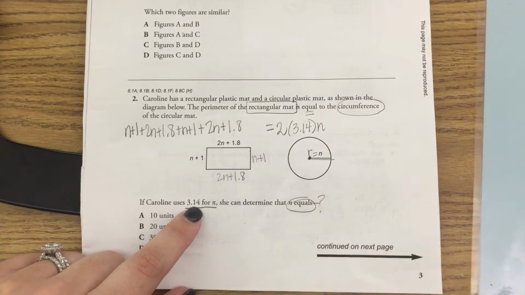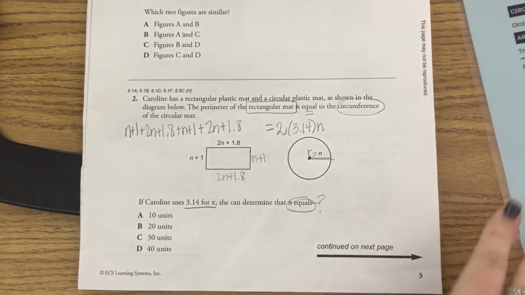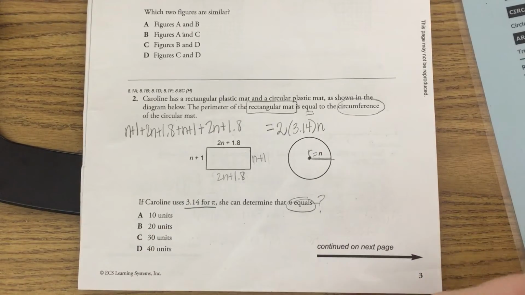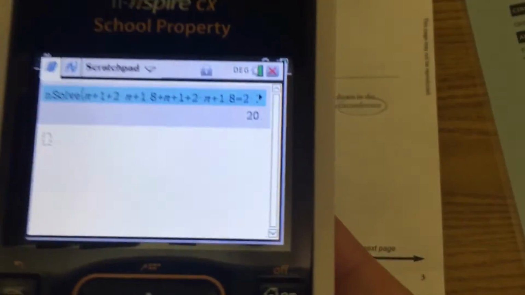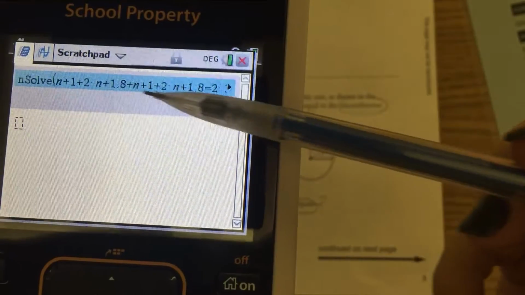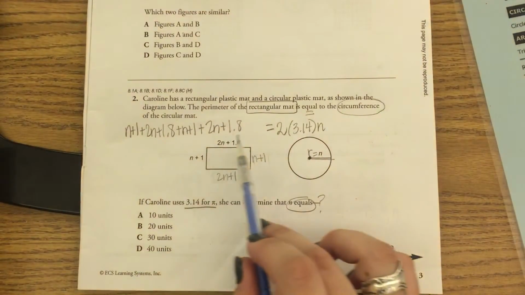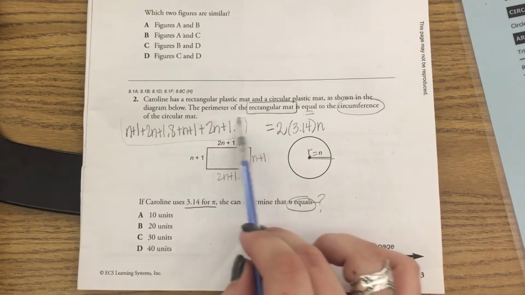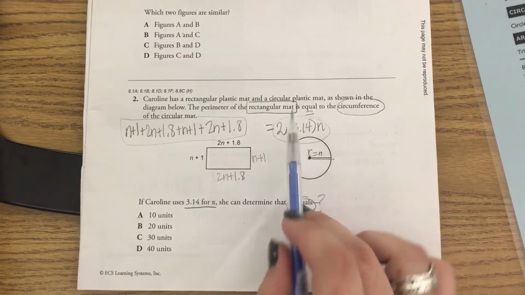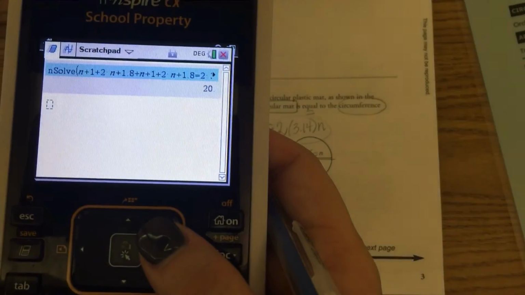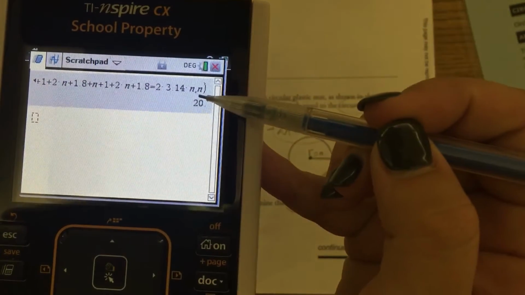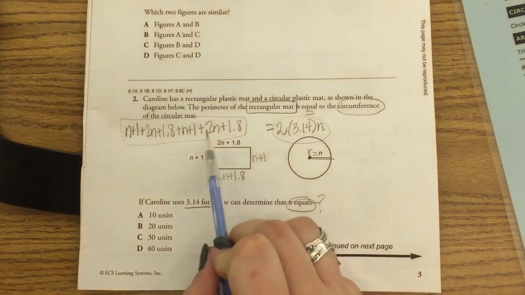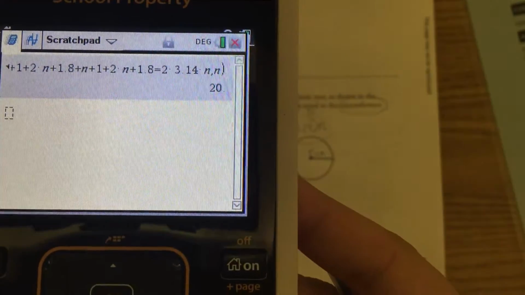Okay? This is where your calculator becomes your best friend, because look at what I did here. Turn the calculator back on. I plugged that whole thing into nsolve. Everything straight into nsolve here. We know that this perimeter is equal to the circumference here. I plugged all of that in just as I wrote it, the exact same way. Comma n, because we wanted to know what n was. And I solved and found that n was equal to 20.